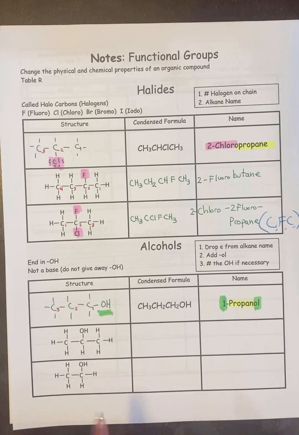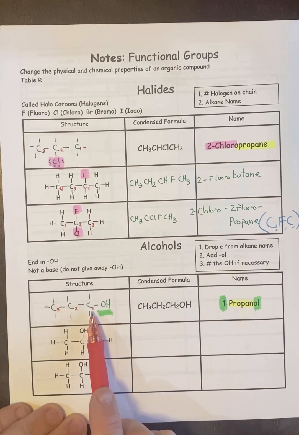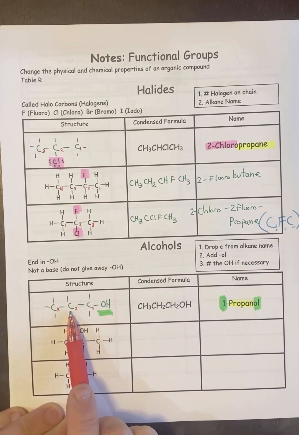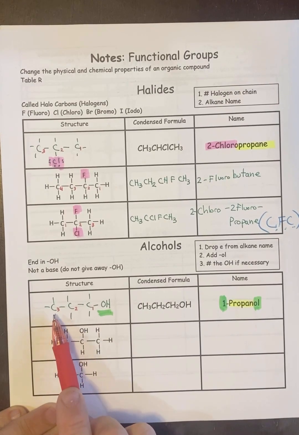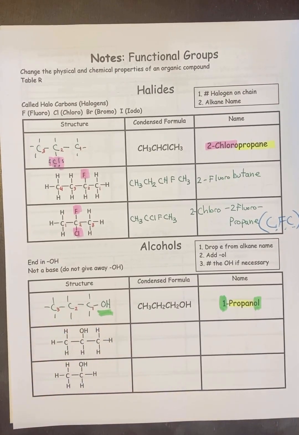So all you're going to do with these is drop the E off the alkane name. That's the standard rule for all of table R. You take the alkane name and drop the E off, or you drop part of it, and add OL. I figured that out on table R. And then you number the OH if necessary. The reason it's necessary is because there's 1-propanol, but the OH could be on carbon 2, and then it would be called 2-propanol. There's no such thing as 3-propanol because 3 would just be 1 if I numbered it in the reverse direction. But there is such a thing as 1 and 2. So since 1 and 2 are different, that gets a number.